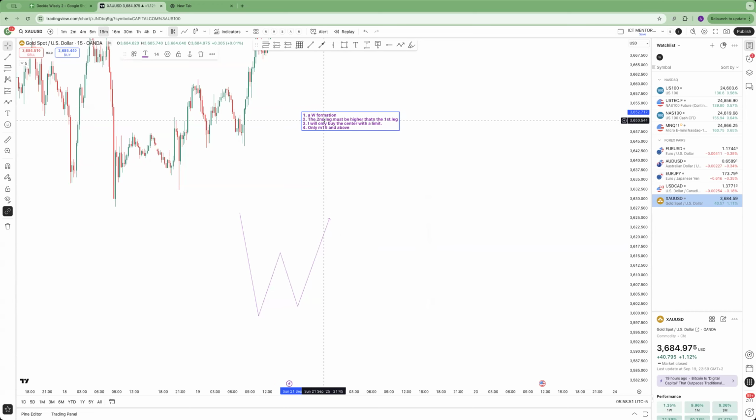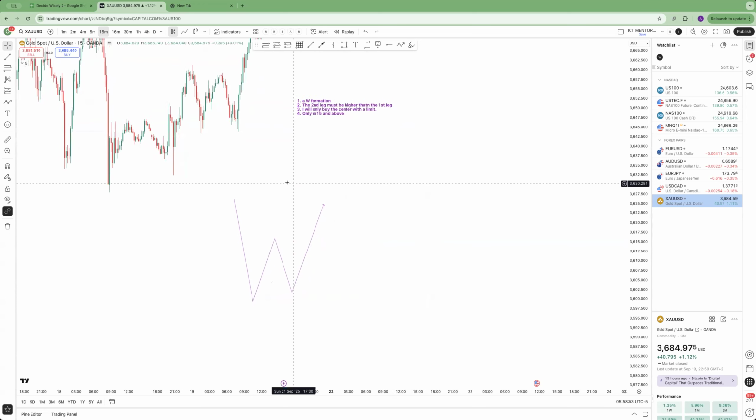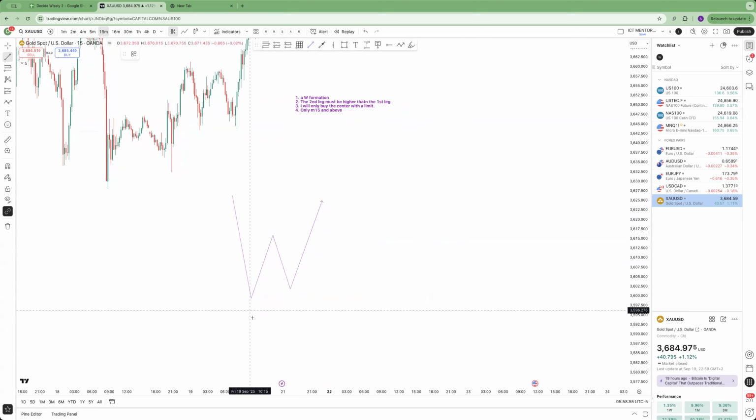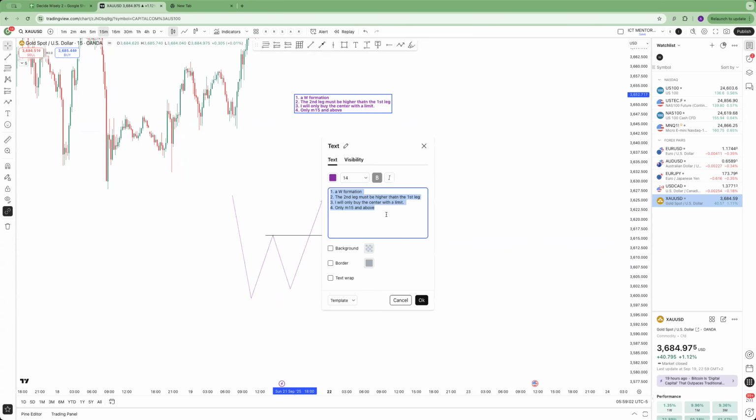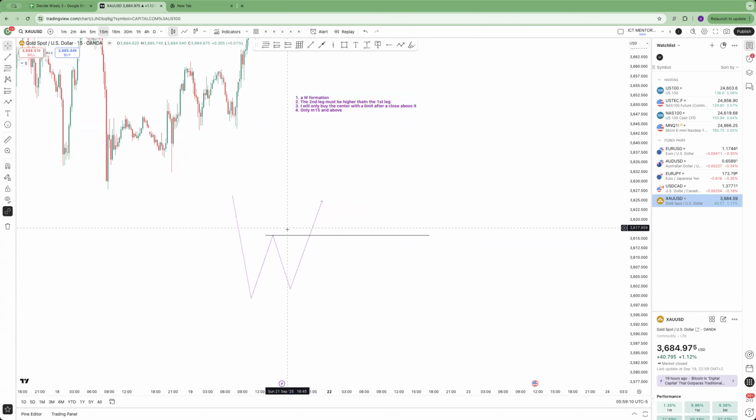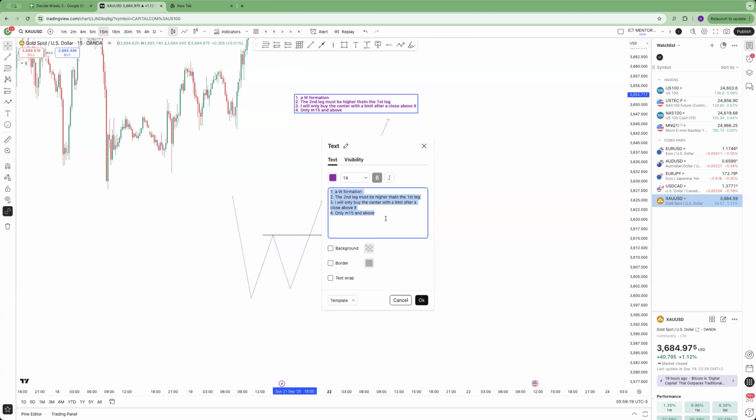So now you have a rule. And once I have this, I'll just come to the charts. I'm looking for something like this, and this is the center. Once we close, I will only buy the center with a limit after I close above it. So not a wick. Once we close above the center, I would buy this retracement.